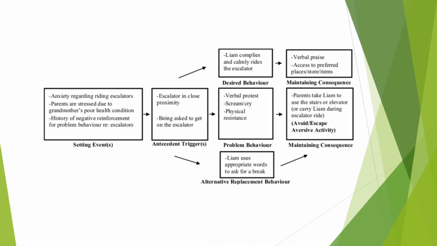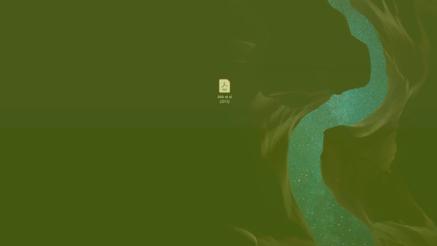As an example, we're going to be talking about a student named Liam. Liam has had trouble using the escalator. In this competing pathways diagram example, we also have the setting event. Some of the setting events for Liam are that he has anxiety regarding riding escalators, parents are stressed due to grandmother's poor health condition, and Liam has experienced a history of negative reinforcement for problem behavior, due mostly to riding escalators.